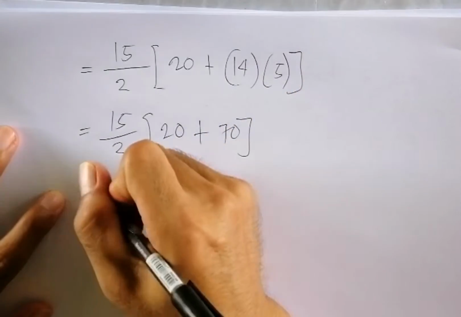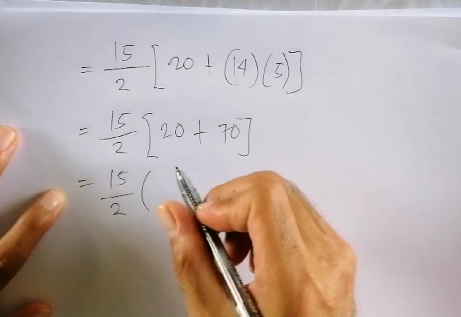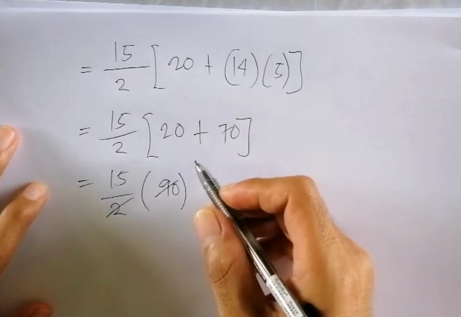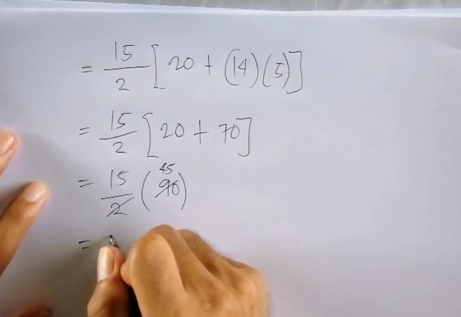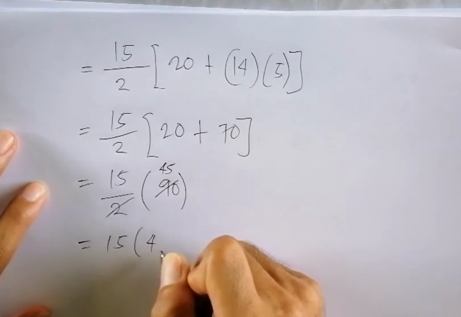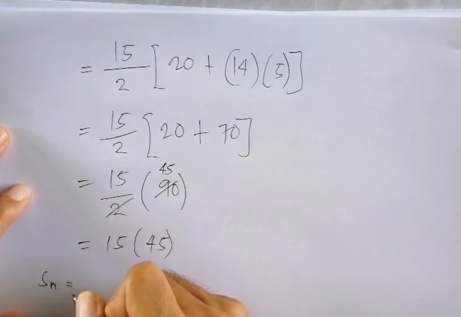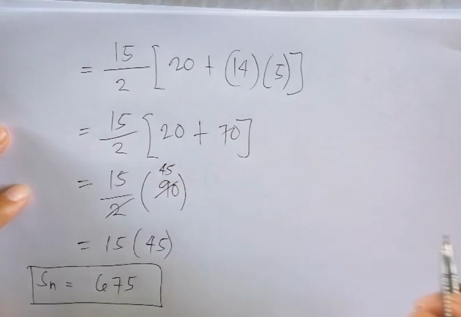That is equal to 15 over 2 times 20 plus 70, that is equal to 90. Divide by 2, that is equal to 45. We have 15 times 45. Therefore, S sub n is equal to 675.